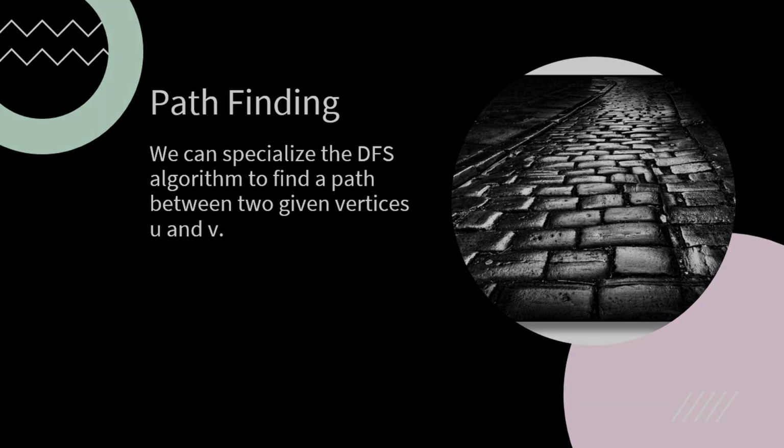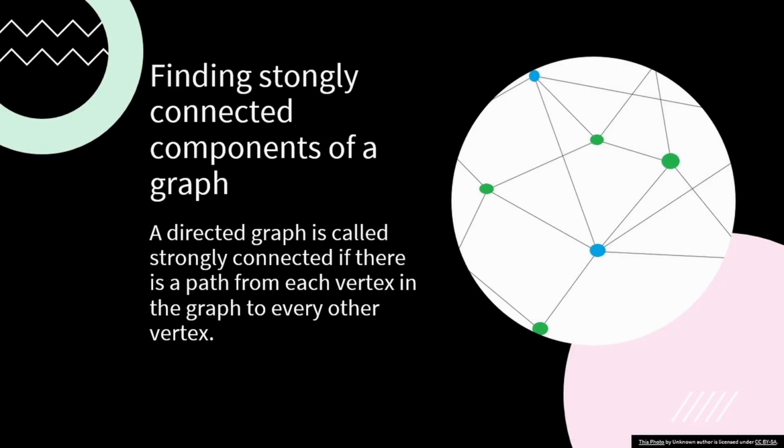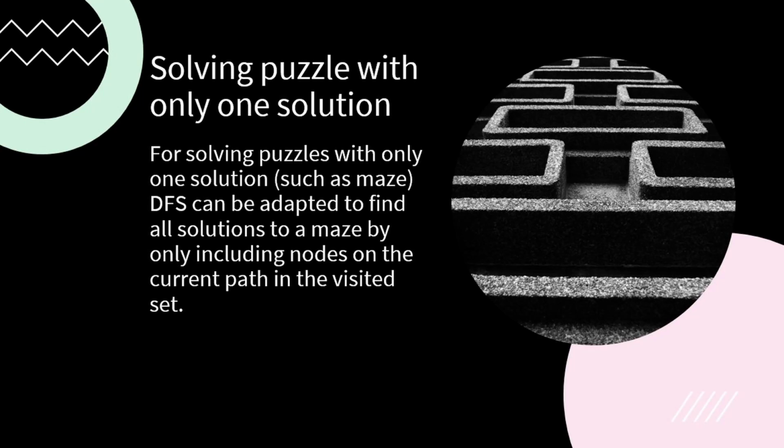Finding strongly connected components of a graph. A directed graph is called strongly connected if there is a path from each vertex in the graph to every other vertex. Solving puzzle with only one solution. For solving puzzles with only one solution, such as maze, DFS can be adapted to find all solutions to a maze by only including nodes on the current path in the visited set.